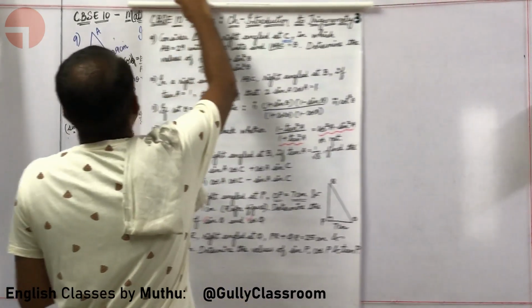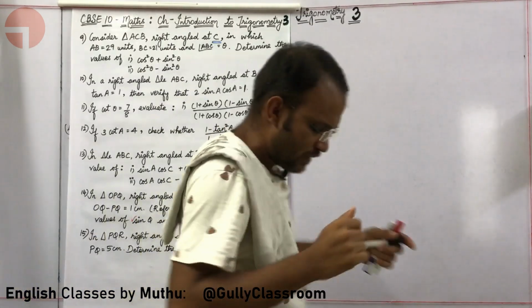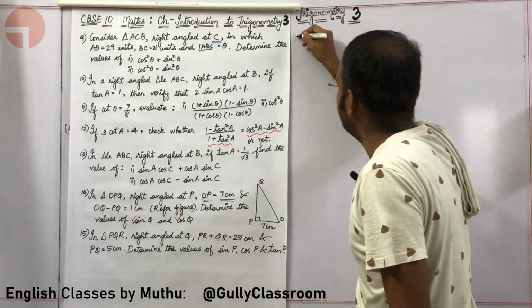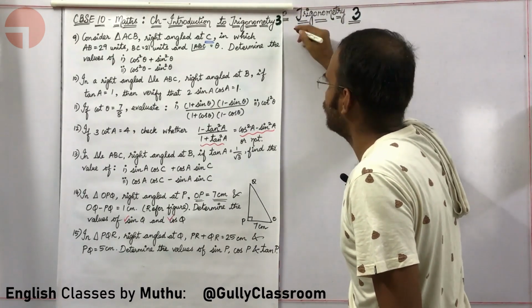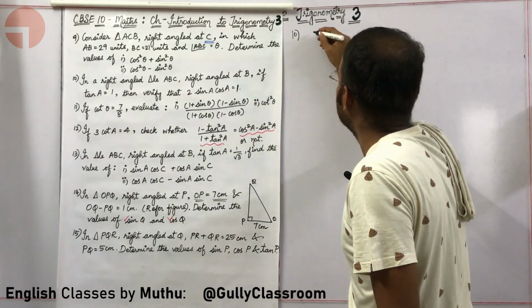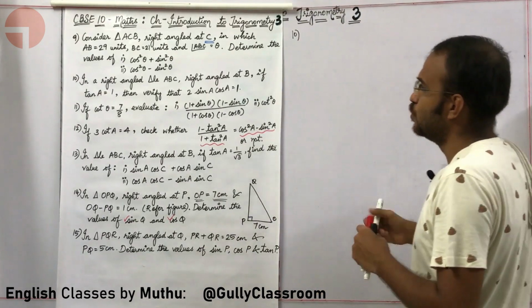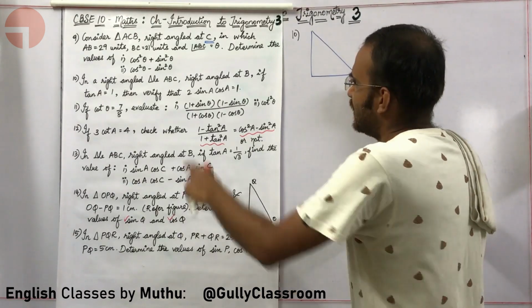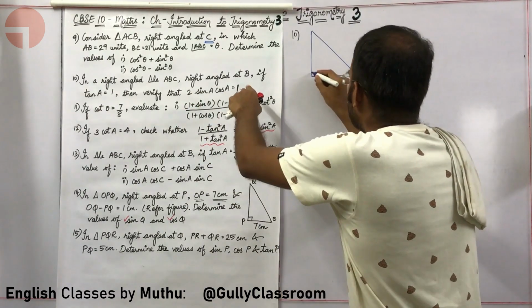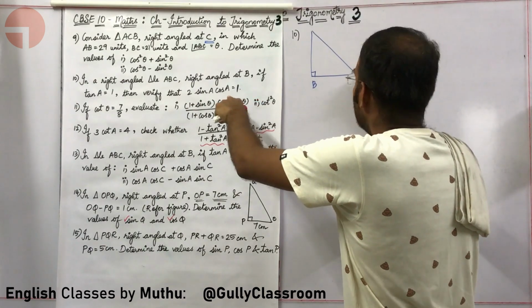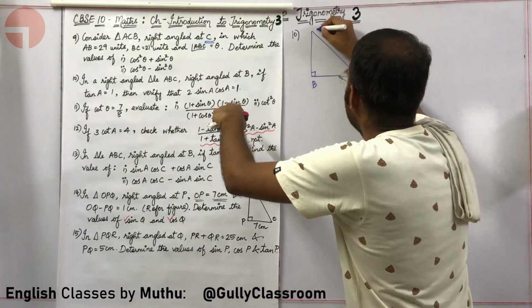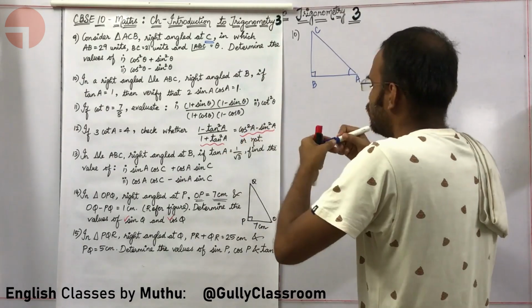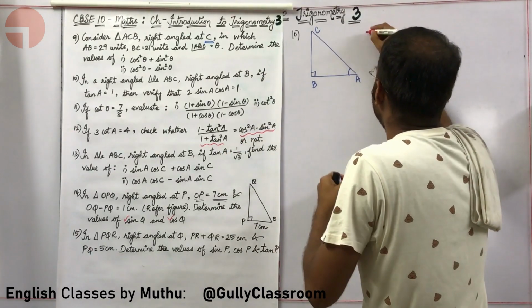Okay, now let us go for the 10th problem. In the 10th problem, what are they asking? They are giving you a right angled triangle ABC. Let us use blue in order to draw nice diagrams. In a right angle triangle ABC, right angled at B, let us call this A and this C. Tan A is equal to 1. They are showing you that tan A is equal to 1.